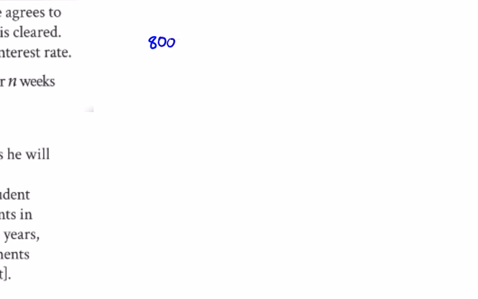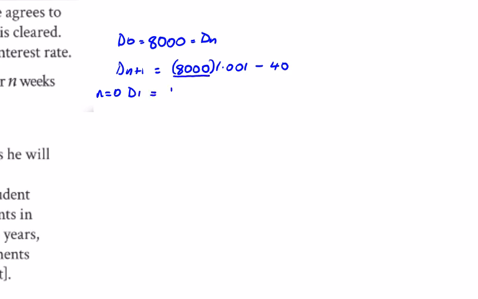Okay, so 8,000 is equal to d0, which we'll call dn for now. So in a week's time, in dn+1, he's going to owe 8,000 times the interest rate minus whatever he paid back, which was €40. So when n is equal to 0, d1 is equal to d0 times 1.001 minus 40. N is equal to 1.